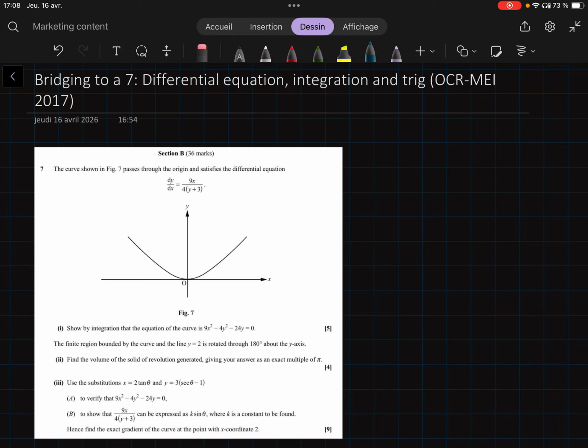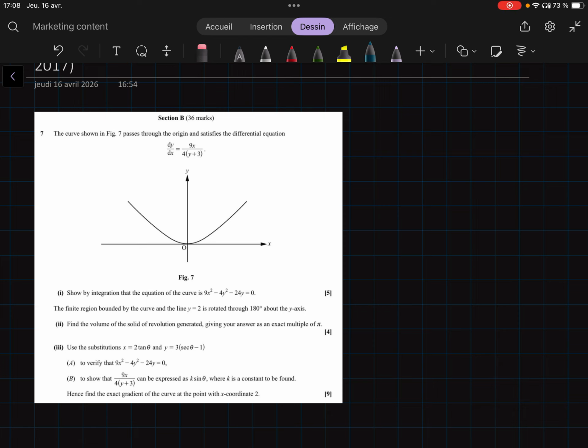Hiya! On today's episode of Preaching to a Seven, we'll have a look at a very fun question from OCR-MEI. I love this exam board for the simple reason that they love giving extended questions, which is quite similar to what the IB is expecting from you. The three parts combined would be 18 marks in total. Perfect timing.